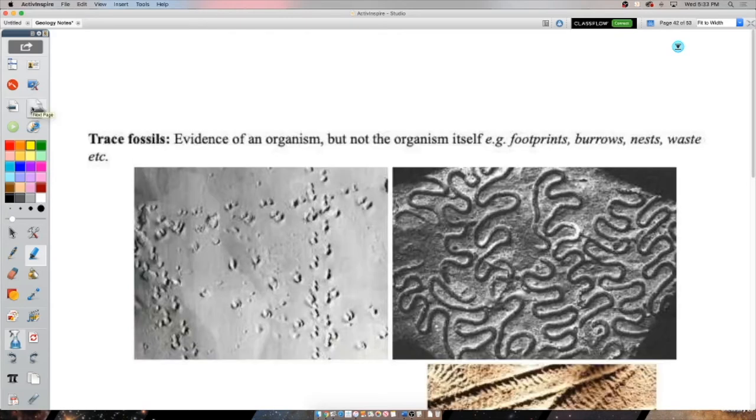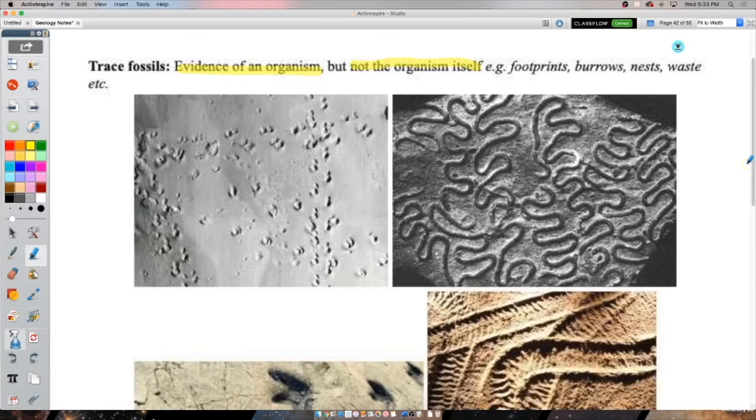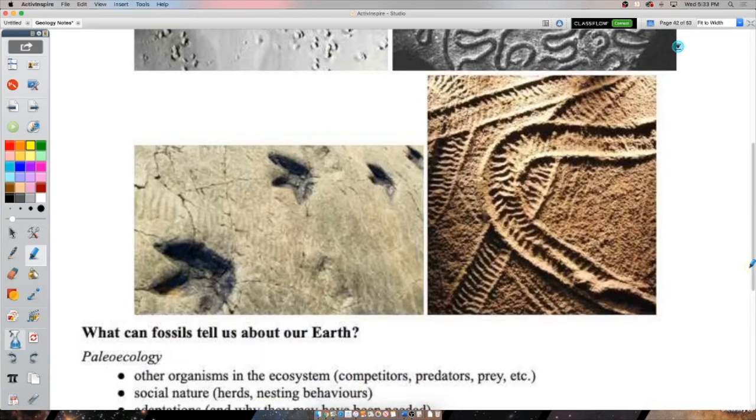Okay, the third overarching kind: we've looked at altered remains, we've looked at unaltered remains. In both, we were at least looking at the structure of the organism itself, whether it was actually the structure or just a snapshot of the structure. In trace fossils, we don't actually see the structure of the organism, but we see evidence of it. Not the organism itself, but evidence of it. So, for example, preserved footprints, right? Burrows, nests, wastes like fossilized poop, right? That counts as trace fossils.